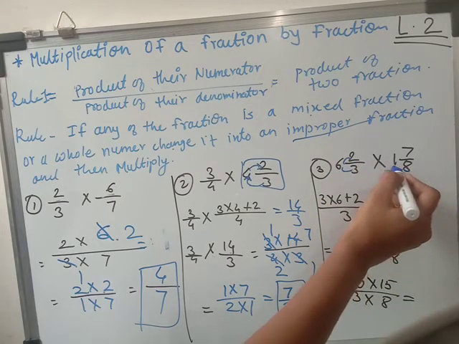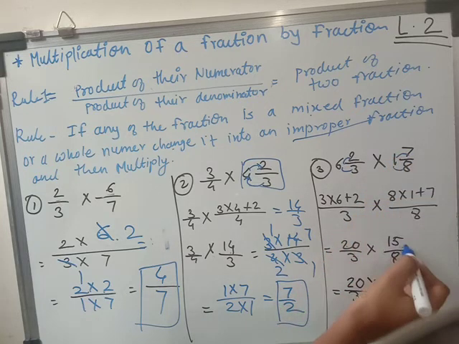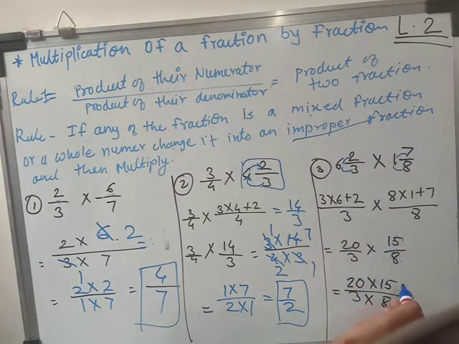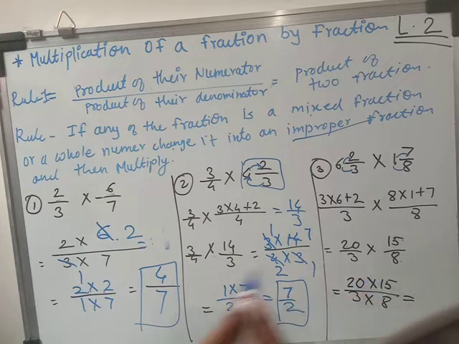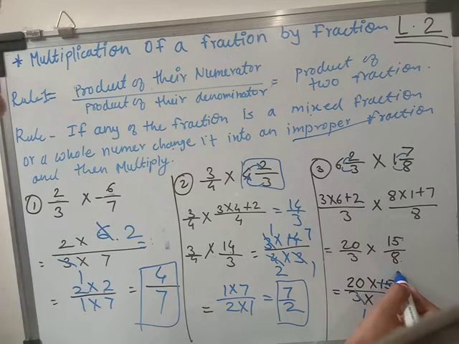Again 8 ones are 8, 8 plus 7 is 15, 15 upon 8. So let's just write them in the product of their numerators. So here we have multiplied both the numerator and denominator. Now here all the numbers are divisible by which number, let's find. Okay, 3 ones are 3, 3 5s are 15.